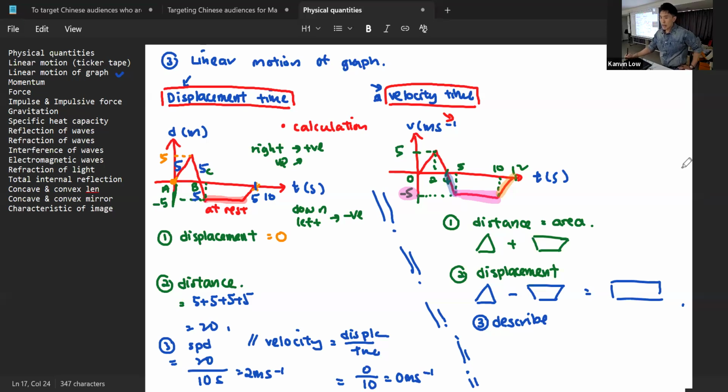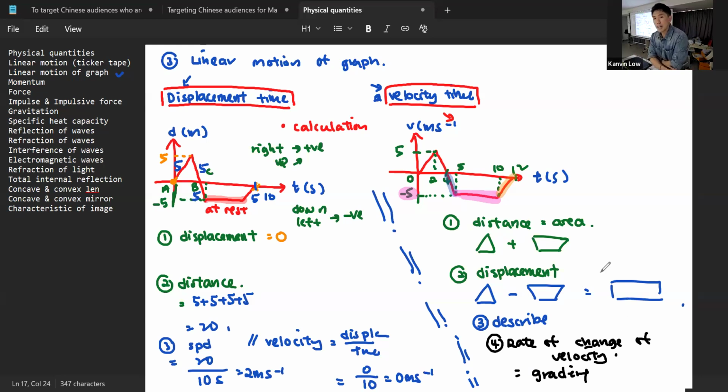Okay, let me tell you one thing for this part, something that students always neglect. Other than asking you distance, displacement, describe, one more is rate of change of speed, rate of change of velocity, for example. Rate of change of velocity, what do you find? Gradient.